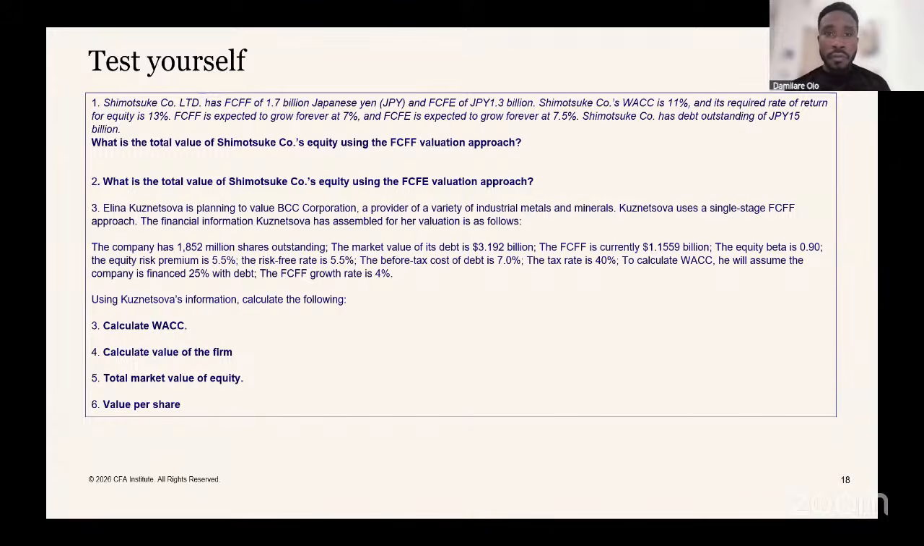Okay, lots of numbers. The first question is asking us for the equity value using the FCFF valuation approach. So we need to first calculate the firm value and then we subtract the market value of debt to get the equity. So I will take a 1 minute pause for us to do questions 1 and 2. They are based on the same case study.